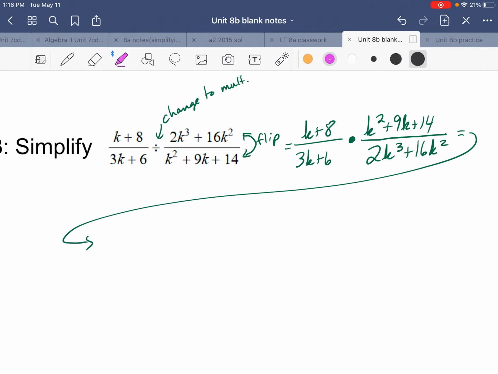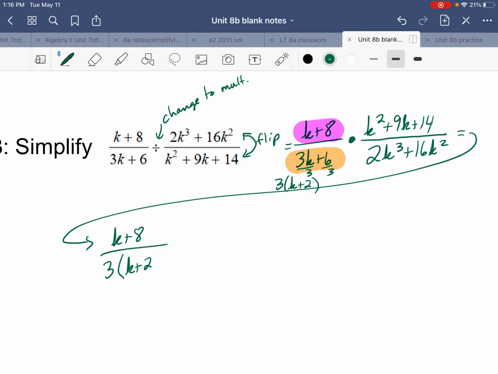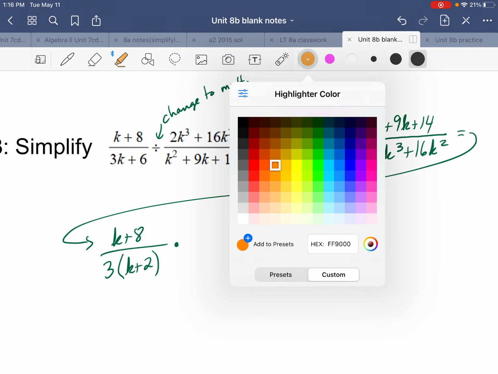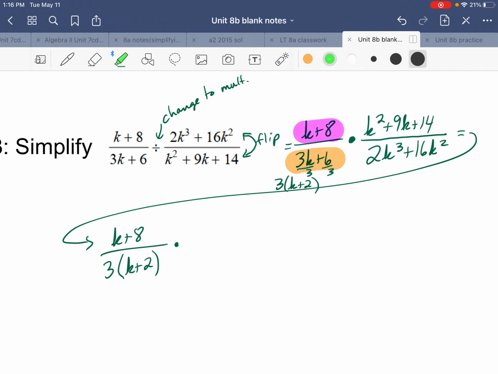Now we're going to look at factoring the numerators. K plus 8 cannot be factored, so that's just k plus 8. The denominator, 3k plus 6. What's the greatest common factor there? It should be 3. And you divide each term by 3. K plus 2. So one of the factors is 3. The other factor is k plus 2. Multiplied. And if you want to combine it as one fraction, you certainly can.